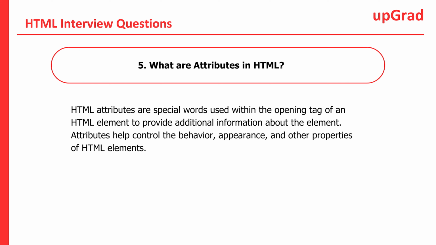These types of questions can be asked during HTML interview questions for freshers, so make sure to respond to these HTML questions by elaborating and structuring your answers. HTML attributes are special words used within the opening tag of an HTML element to provide additional information about the element. Attributes help control the behavior, appearance, and other properties of HTML elements. They are always included within the start tag and come in name-value pairs separated by an equal sign.